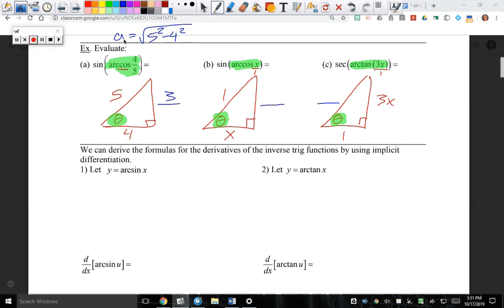Let's come over here. What would the missing piece be here? The square root of 1 minus x squared. Just Pythagorean theorem, right? What would the missing piece be here? The square root. Ooh, nice. 1 plus 9x squared, because b squared is 9x squared. Okay? You need to let that sink for a little bit.